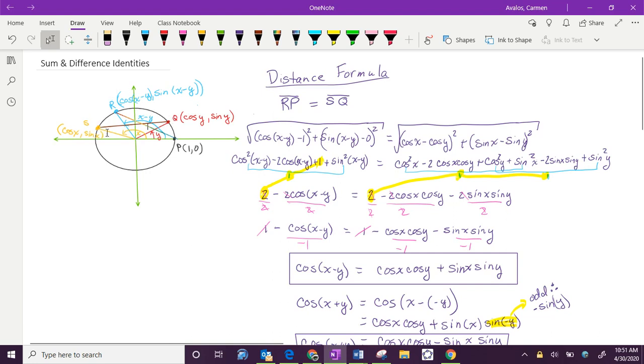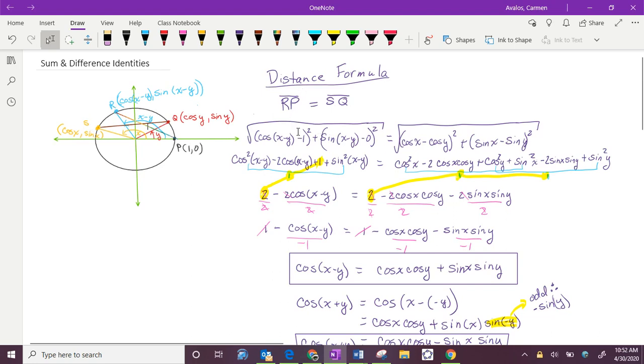So that really means that the angle made by the arc QS and the arc made by RP are exactly the same. And therefore the chords are also going to be the same. That's what this is saying: RP is equivalent to SQ. So these two chords are equivalent.